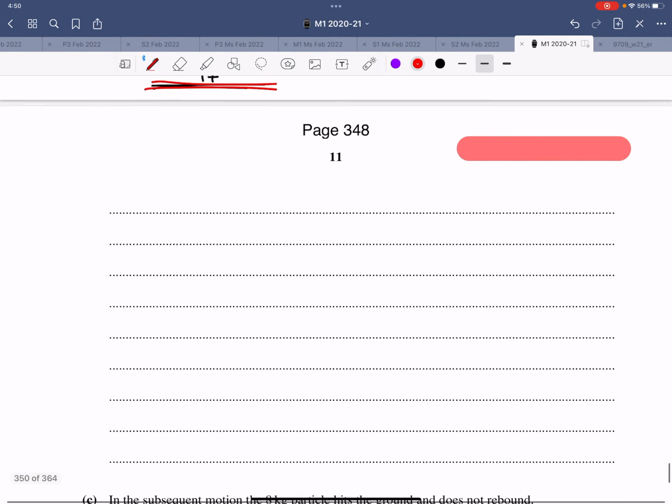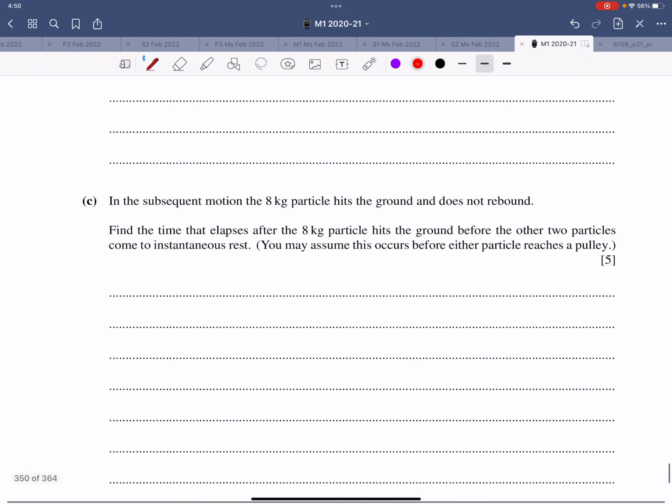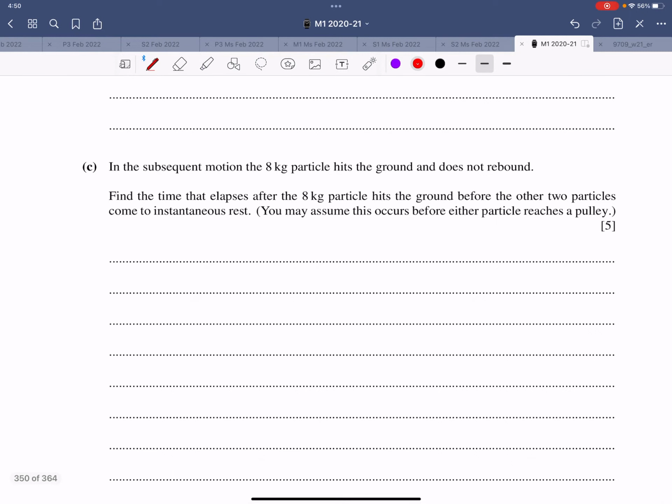Now some extra space is given. In the subsequent motion, the 8 kg particle hits the ground and does not rebound. And let me add one more term. The string becomes slack. That means there is no more tension in the string. Find the time that elapses between after the 8 kg hits the ground and the other two particles come to instantaneous rest. You may assume that this occurs before either particle hits the pulley.